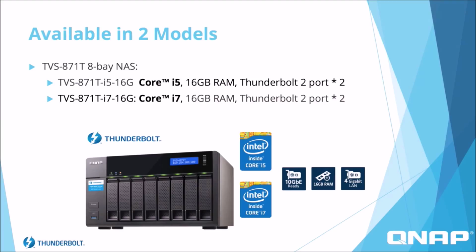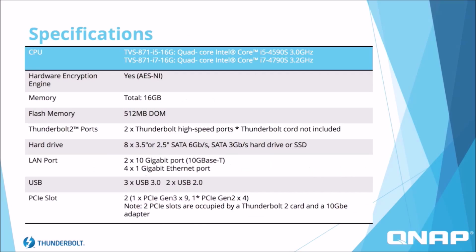The TVS-871, available in two models. 8 hard drive NAS. It comes with an i5 16 gig, and it comes with an i7 16 gig. So depending on what you're doing and what your specific needs are, you can pick either. And if you don't know the difference or you need help, feel free to contact us. We'll be happy to explain what the difference is, and we'll go over your specific needs, your scenarios, and tell you exactly which one's the best for you.